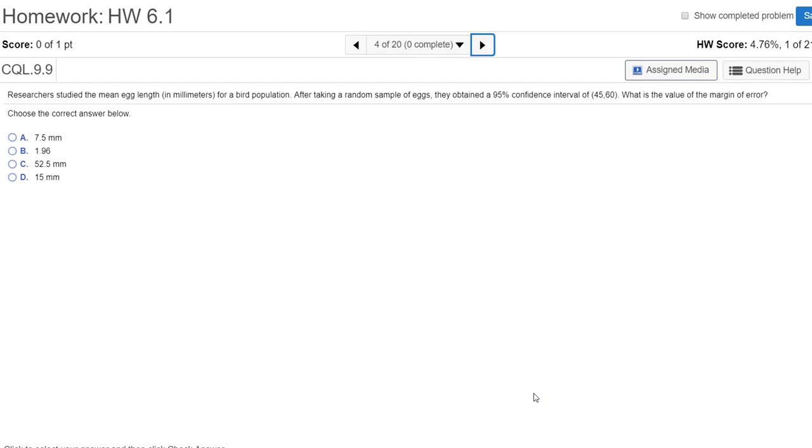Researchers studied the mean egg length for a bird population. After taking a random sample of eggs, they obtained a 95% confidence interval of 45 and 60. So the confidence interval is from 45 to 60. The lower limit is 45, upper limit is 60. What is the value of the margin of error? So we know that, let me go ahead and click.